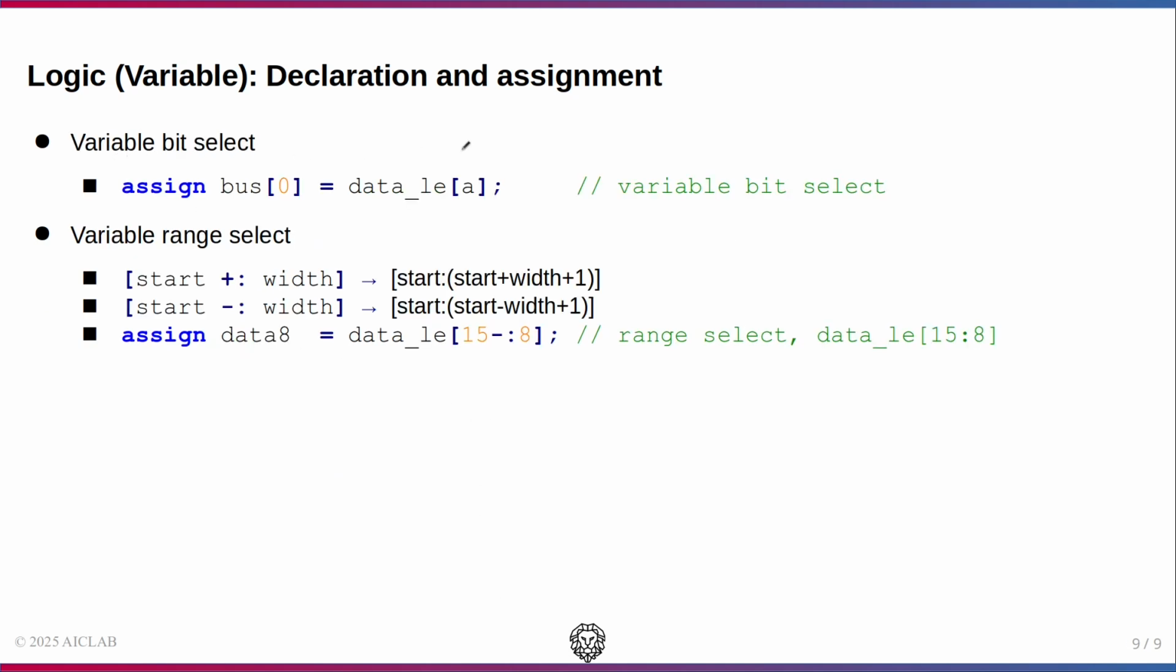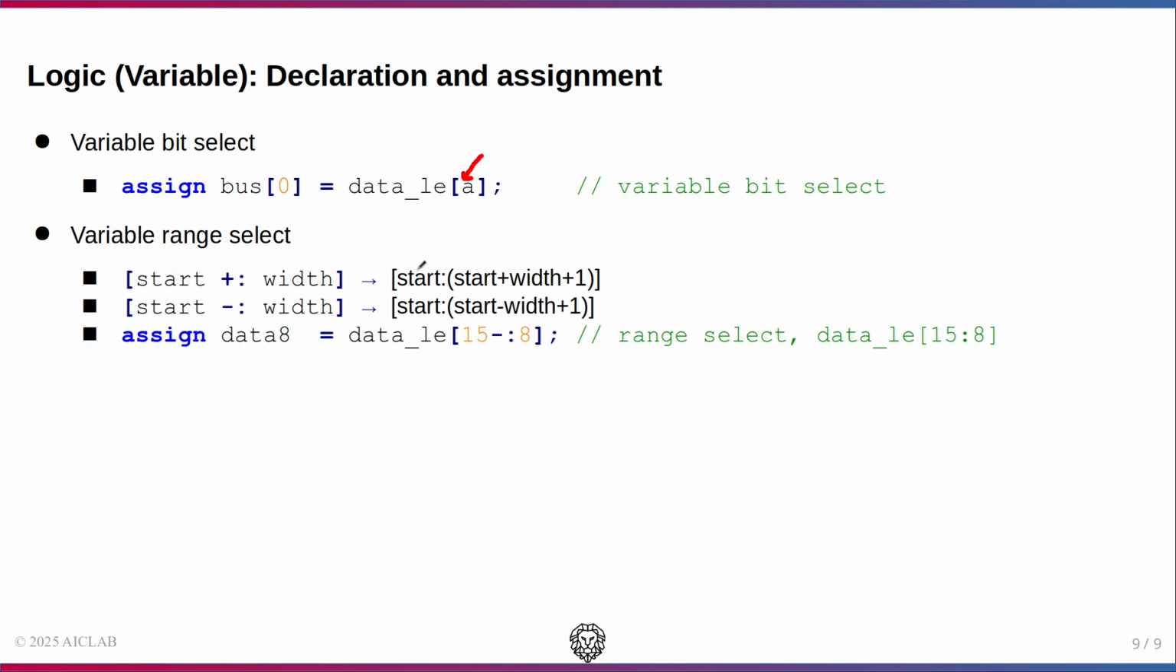Variable bit select. So in this example, the bit location A is assigned to bus bit 0. Because A can be a variable, this is variable bit select. Also, SystemVerilog supports variable range select. The syntax for variable range select is shown here. Start shows the start bit, then plus shows that it's going upward, minus shows that it's going downward, and width shows the number of bits.